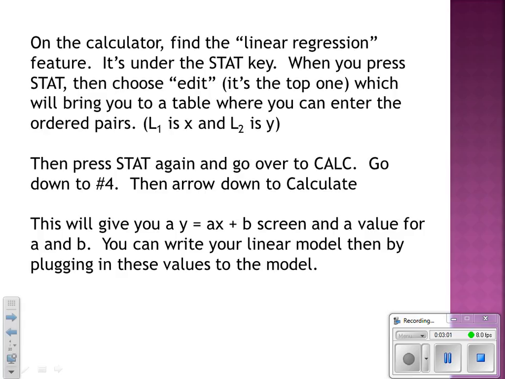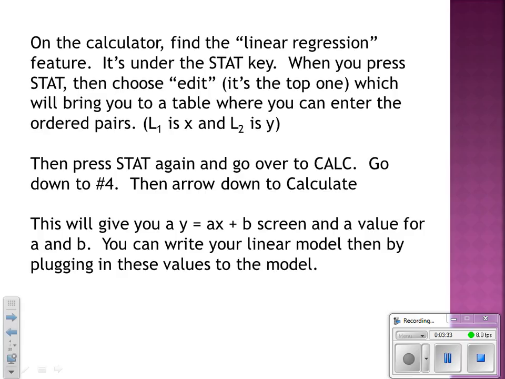After you've loaded data into this table, you're going to press your stat key again. Now you're going to arrow over, if you look at the top words, to the calc function. And then once you get over there to calc, you're going to scroll down to number 4. Number 4 is a combination of words that mean linear regression. Once you click number 4, you're going to arrow down again, I think it's the 5th word down, to the word calculate, and you're going to hit that word calculate.